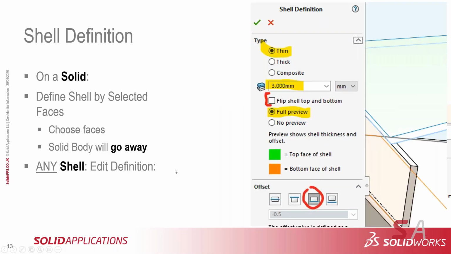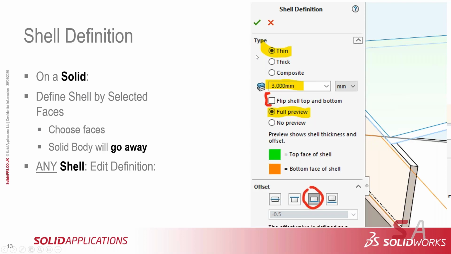So what does a shell definition dialog look like? First of all, you can define whether you're going to use the thin or thick formulation. I would say for 99% of what you're going to do, you're going to be using the thin formulation. We can show you a picture, I guess, or if anybody has any questions about this, email me. I'll send you some screenshots of the page in the manual that describes the difference between thin and thick formulation.